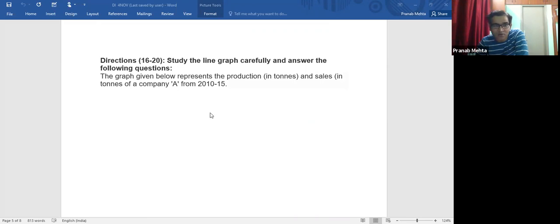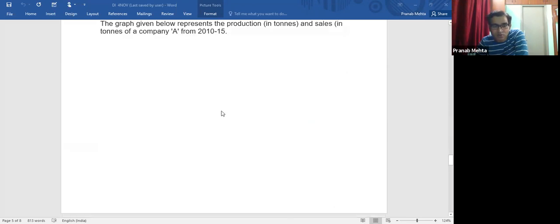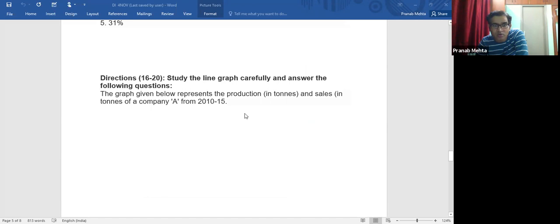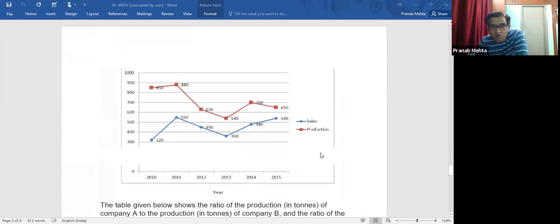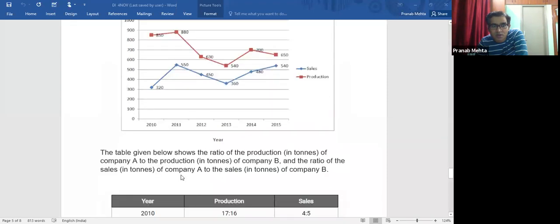All right, of a company A from 2010 to 2015. One is production, another one is sale. So look here, this one is production and this one is sales. All right, so that is the data. The table given below shows the ratio of production of company A to the production of company B. I'm sorry, just a moment.